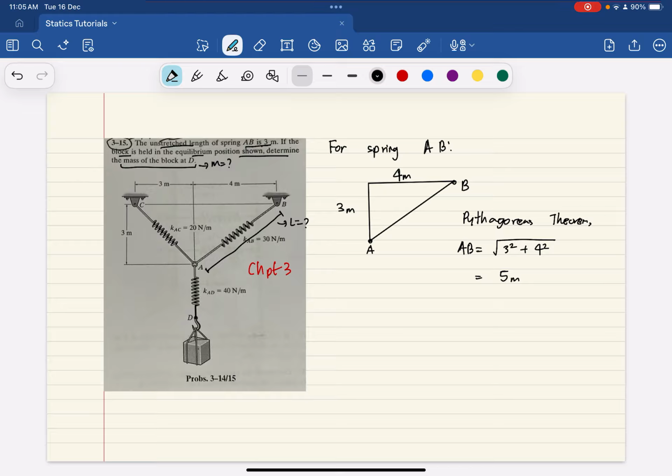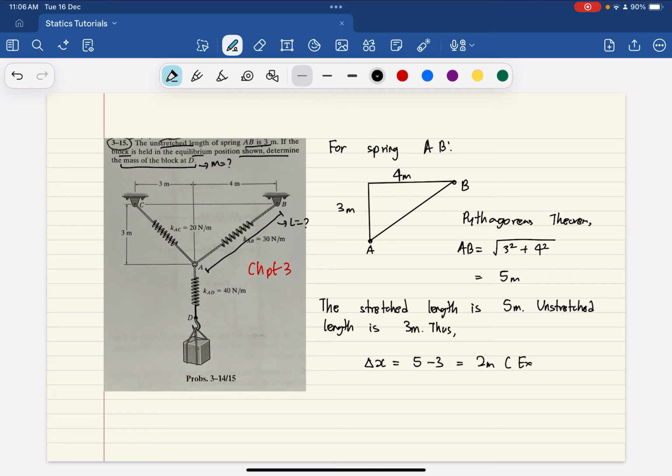So we know that the stretched length of AB is 5 meters, and the unstretched length is 3 meters. Thus, the change in length, or the delta x, is just simply 5 minus 3, which in this case is 2 meters, which of course we know means it has been extended. The spring is undergoing extension.